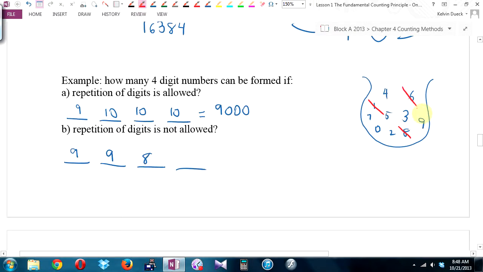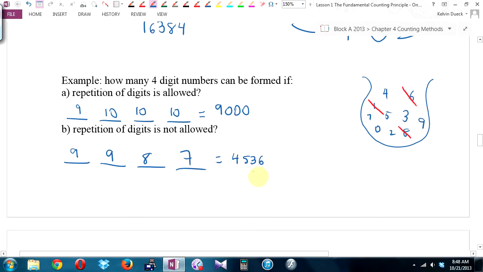How many choices do I now have? Let's suppose I picked a 6. How many choices do I now have? 7. I think the answer here is going to be 9 times 9 times 8 times 7. Which is what? 4, 5, 3, 6?